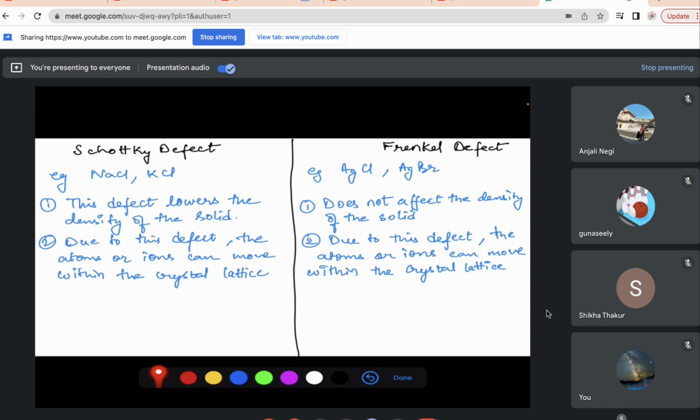Again, the point to be noted here is that in Frenkel defect, the size of the cation should be much smaller than the anion. Usually it is smaller, but if it is smaller than the anion, then we can say that the Frenkel defect may be observed, because it will be easy for the cation to move towards the interstitial space or void. Okay, so Schottky defect lowers the density of the solid, as I have discussed. Due to Frenkel defect, the atoms or ions can move within the crystal lattice. Again, it does not affect the density of the solid. So these are the two differences.